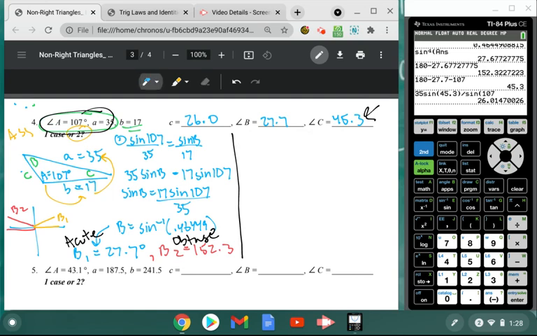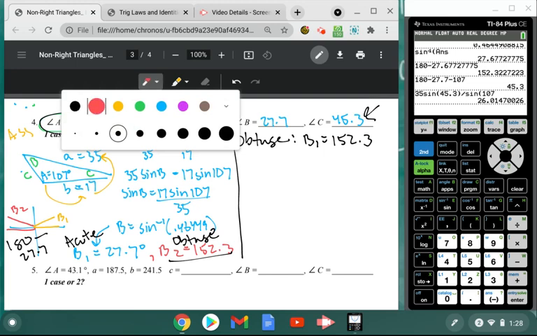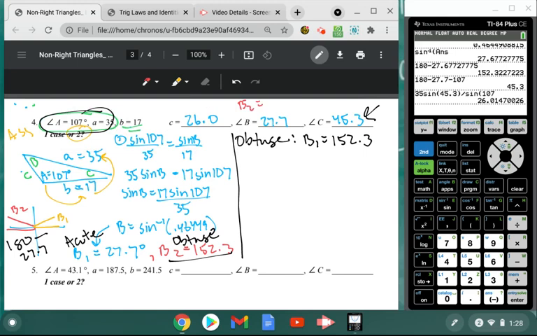Okay, so now let's do the obtuse case. The obtuse case is with this guy. So with the obtuse case, B1 was 152.3. That was 180 minus the angle that we found with sine inverse, 27.7. Okay, so I've got my obtuse angle, and I'm going to go ahead and write all of these answers in red. So for the obtuse case, this would be like B sub 2 is 152.3.